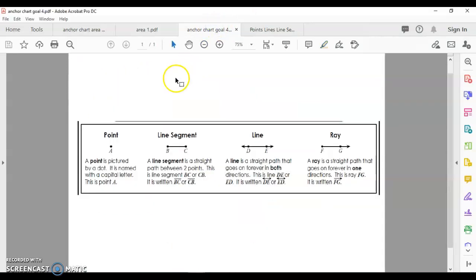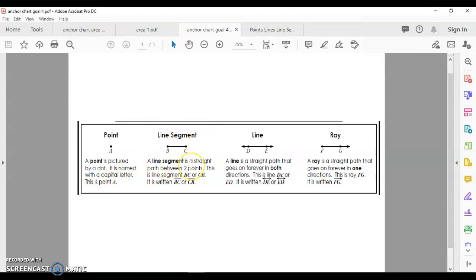For goal number 4, this is your anchor chart for goal number 4. Remember, we're using the new packet. So let's review. A point is pictured by a dot. It is named with a capital letter. This point is A. Line segment.